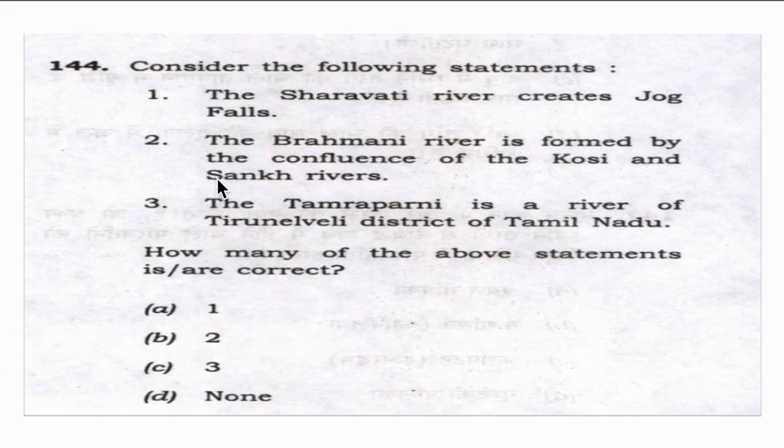Now coming to the second statement, the Brahmani river is a major seasonal river in Odisha. It is formed by the confluence of the Sank and South Koel rivers, not the Kosi river.